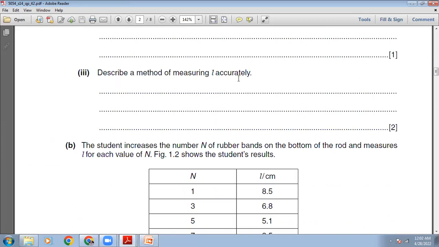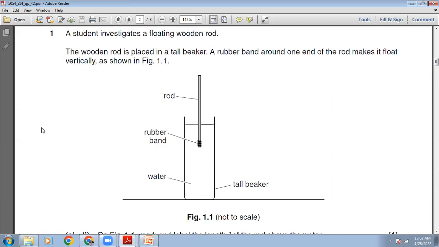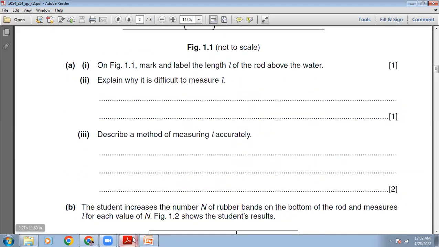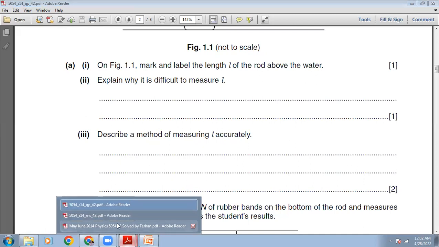Describe a method of measuring the L accurately. So how you can measure this L accurately? You know, we can use a rod which has already graduations on it. Graduation means the marks which show the reading on the scale. So we should use a rod which is already graduated. It has mm, like a scale. It has numbers written on it. Let me show you my answer, and then we will see.